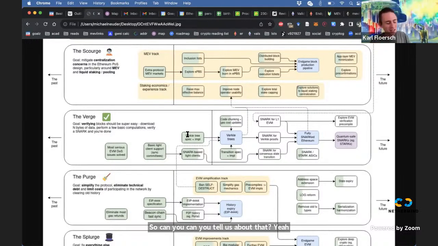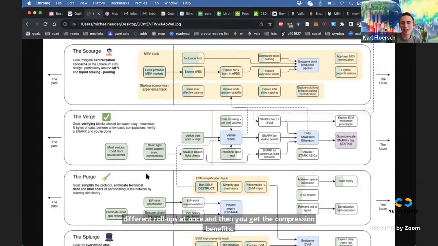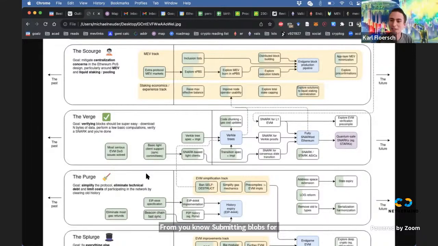I mean, there is a set of designs which we have not yet implemented, where it is possible to batch submit for multiple different rollups at once, and then you get the compression benefits from submitting blobs for all of these different rollups in a big chunk. Is this what you're referring to? Or sharing blob space in general, as in, of course, we're all going to be submitting blobs to 4844.